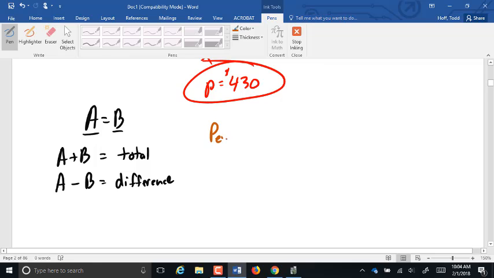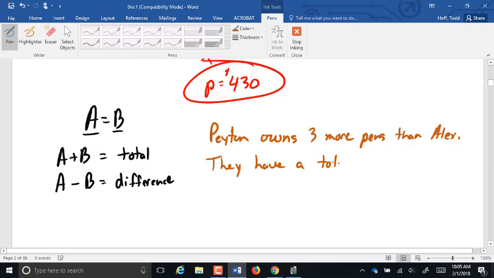Let's say we've got Peyton owns 3 more pens than Alex. They have a total of 15 pens. How many does each have?